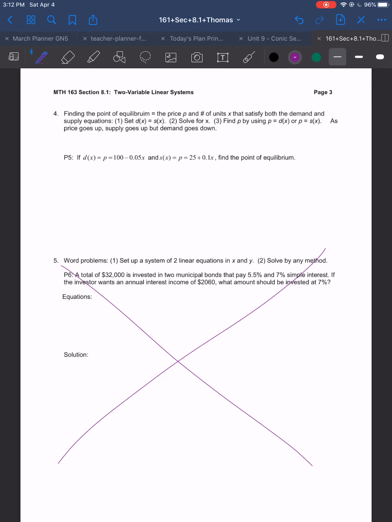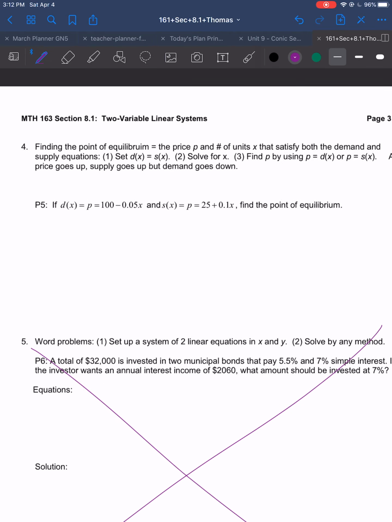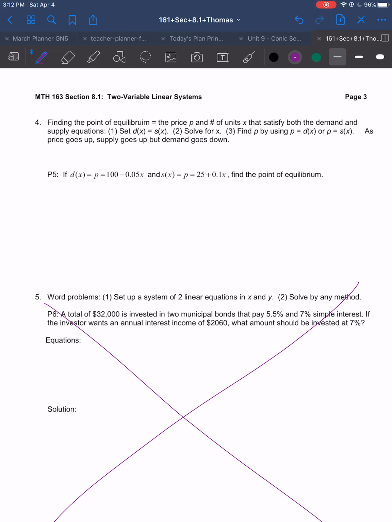We're not going to do 5. We're just going to do number 4. So finding the point of equilibrium: the price P and the number of units x satisfy both the demand and supply equations. So you're going to set d of x equal to s of x, and then you're going to solve for x. And then you're going to find P by plugging it in.